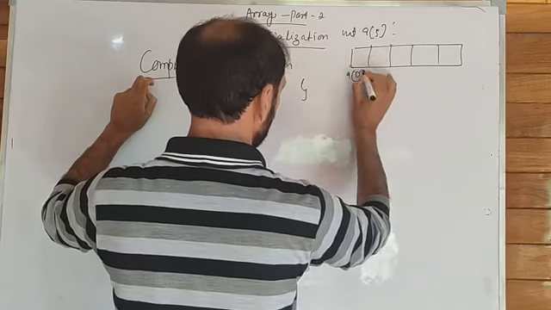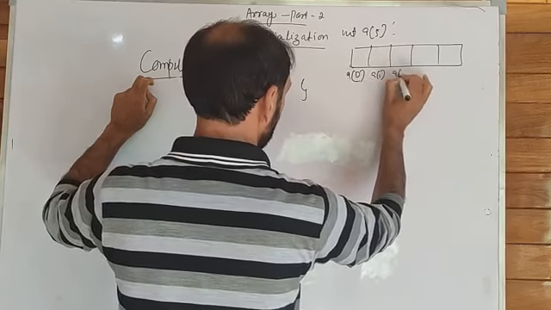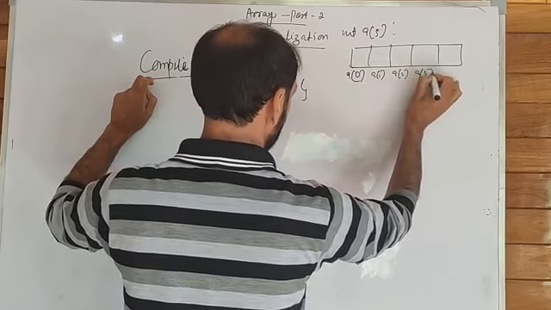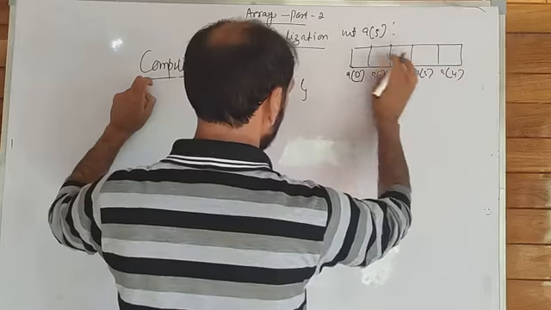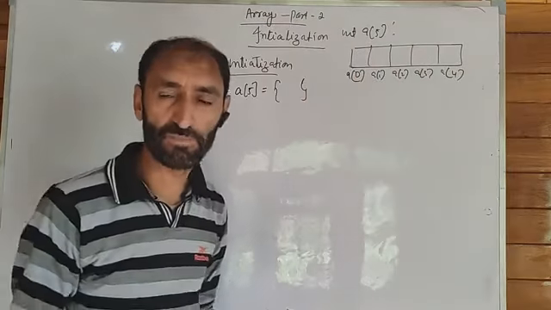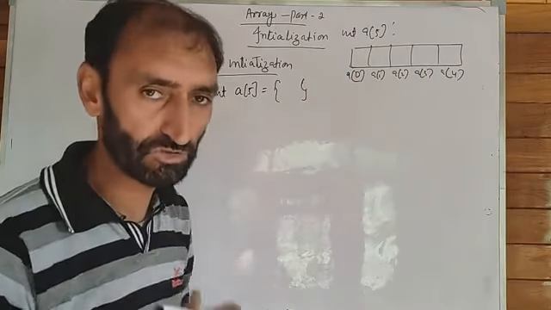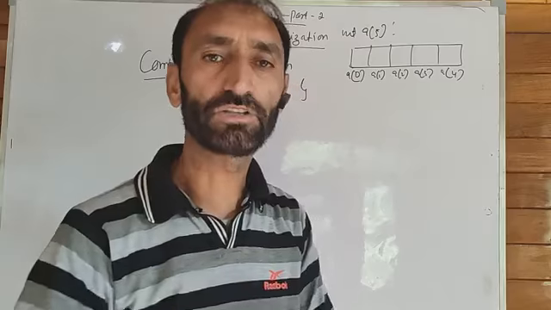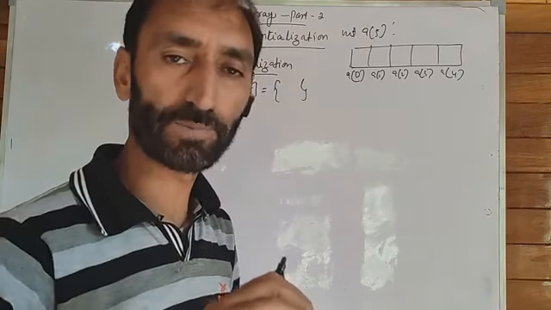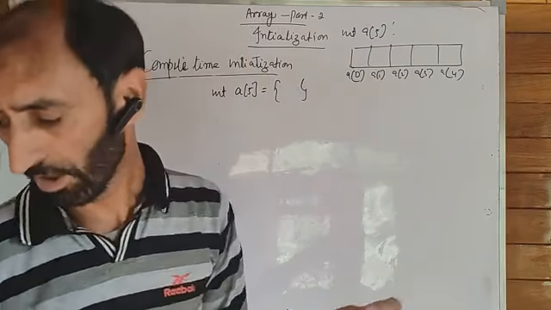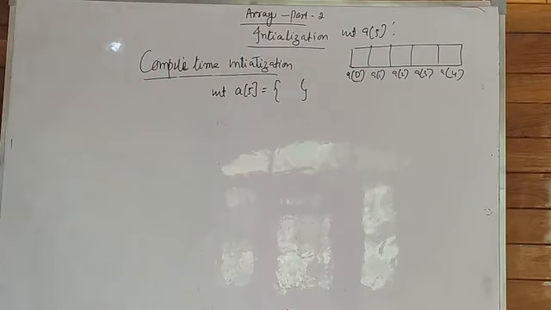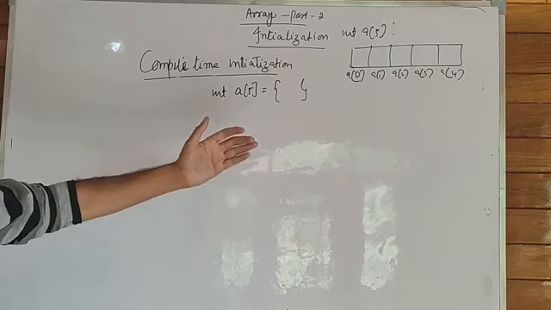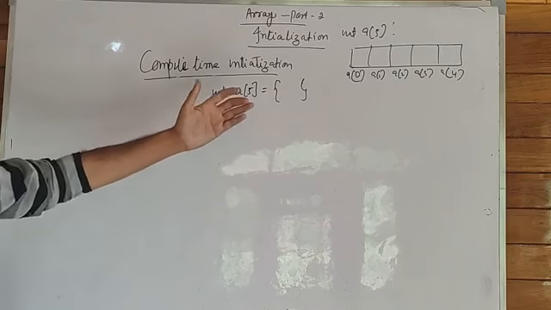Inside memory, these are a of 0, a of 1, a of 2, a of 3 and a of 4. The memory manager automatically allocates the memory, and by default the operating system stores a garbage value, which can be anything. But these are the ways by which we can initialize an array.